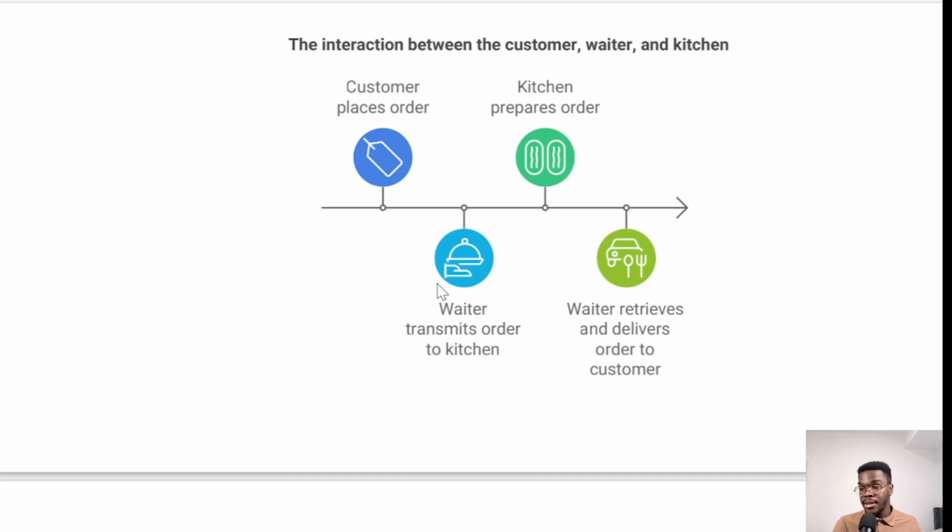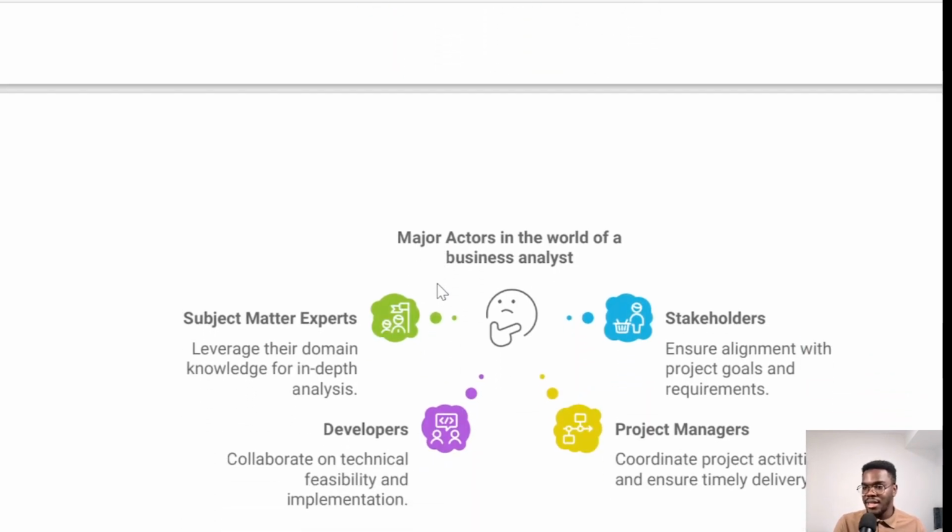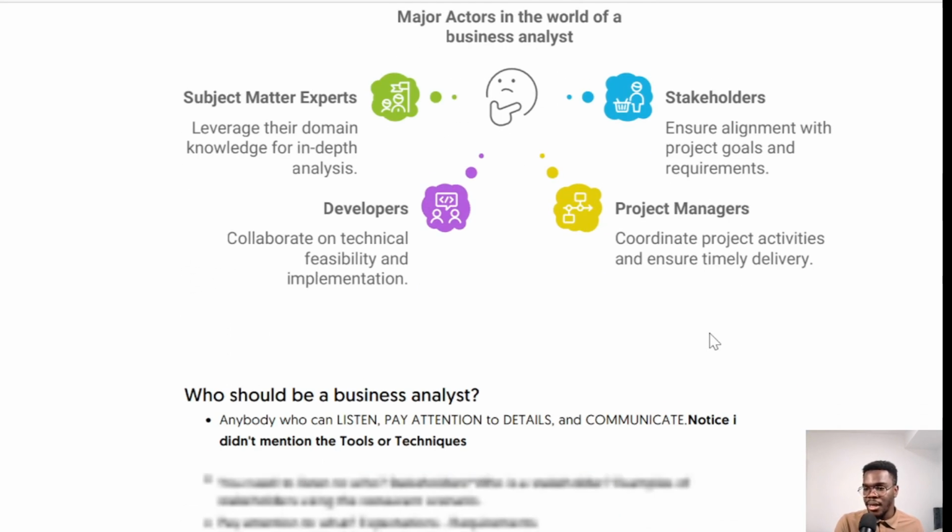A situation whereby your stakeholders or your subject matter experts give you particular information and tell you that this is the problem, and you go ahead and do something else, there's going to be a clash. So as a business analyst, one of the most important skills is your listening skills. You need to learn how to listen to subject matter experts, and you need to learn how to listen to your stakeholders.